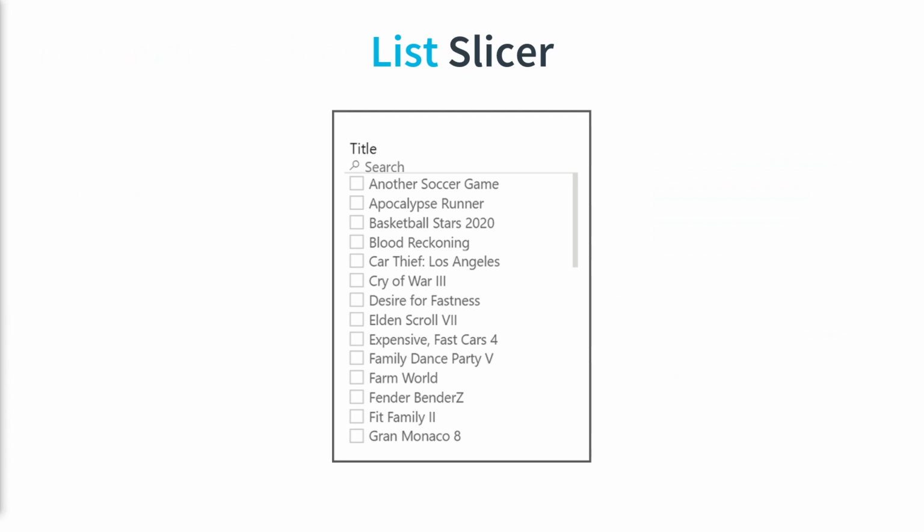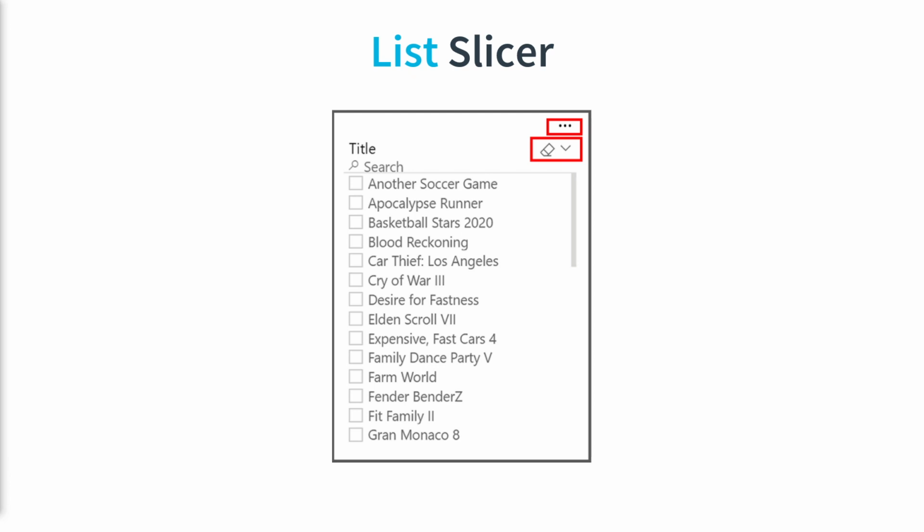The most common type of slicer is the list slicer, which is really just a list of checkboxes that users can select to filter data. However, one thing that makes slicers somewhat complicated to configure compared to data visuals is that you will use more than just the formatting options in the visualization pane to customize this visual. The icons in the top right corner of the slicer help you change its appearance.